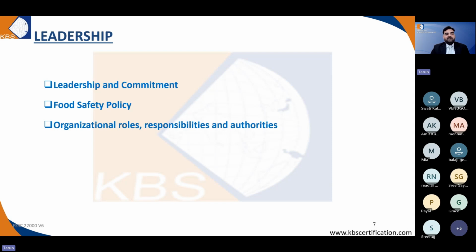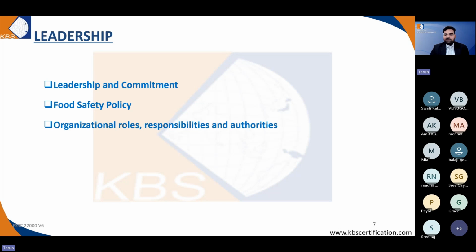Then the clause is leadership. This clause considers the leadership commitment. That means when you have an organization, there must be a top management commitment requirement. So how the top management put their commitment toward the organization as well as toward their product, market, even customers. This is what the clause is asking. You should make a policy of quality. You should make a policy of food safety. You should make a policy, whichever type of commitment your management wanted to make.